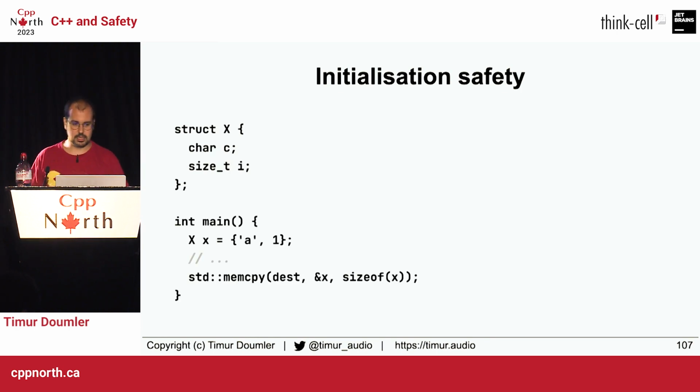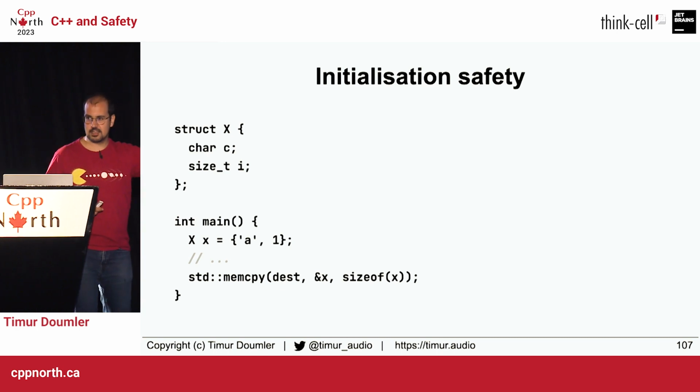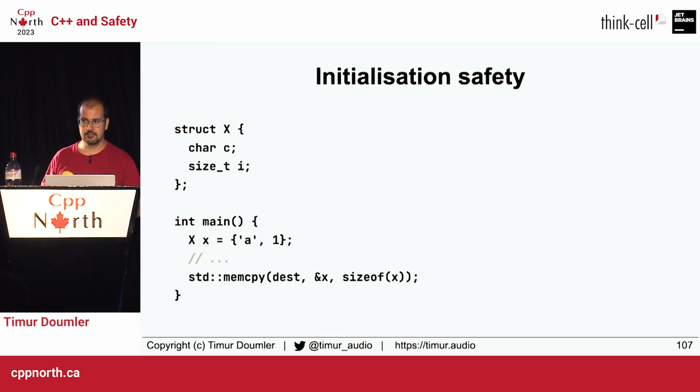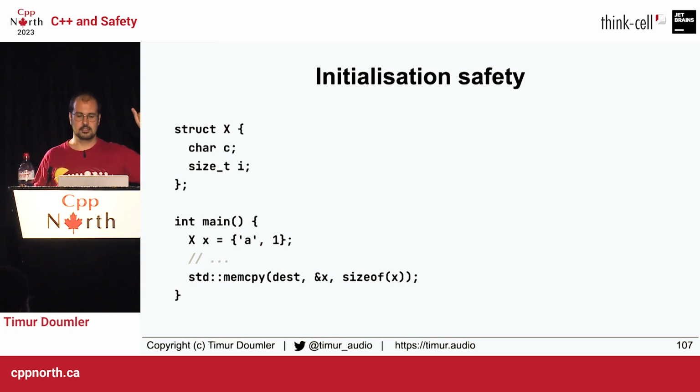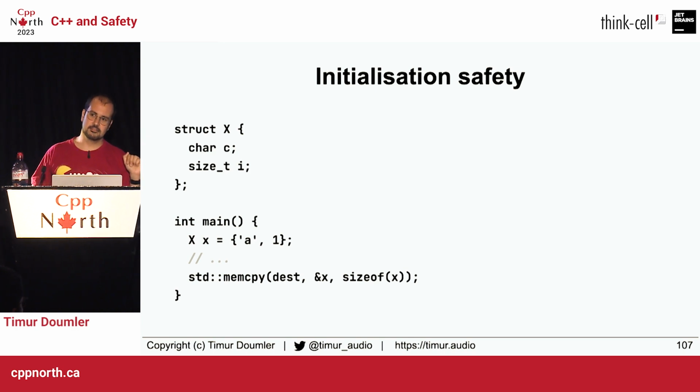This is a slightly more subtle example. You have a struct here, it has a char and a size_t, and you do initialize it, right? This is an aggregate, you do aggregate initialization, and then you memcpy it because it's trivially copyable. What's the bug? Yeah, this is a bit more subtle, isn't it?